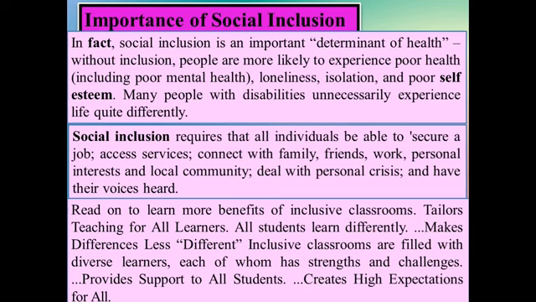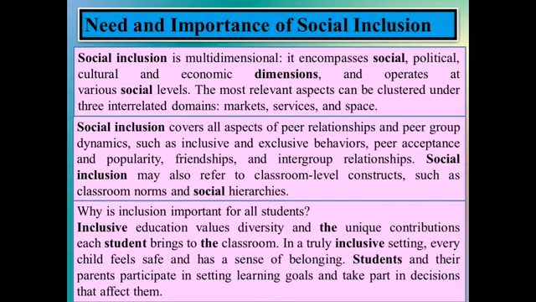So in this way, inclusion or an inclusive society is all about a society for all in which every individual has an active role to play. Such a society is based on fundamental values of equity, equality, social justice and human rights and freedom, as well as on the principle of tolerance and embracing diversity. So this is all about the need and importance of social inclusion.